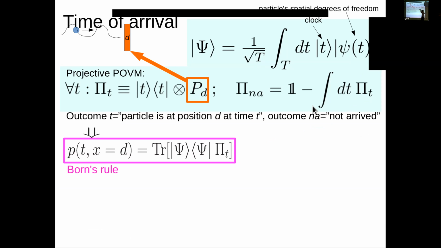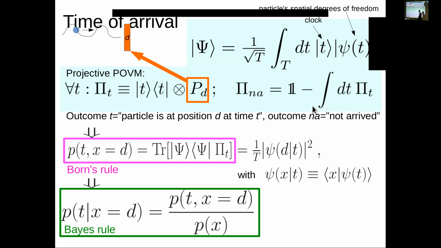Okay, once you have this projective POVM, you can calculate probabilities using the usual formalization of quantum mechanics. So the Born rule: you take the state, you use the projector, and you calculate the probability. But it's important to realize that this is a joint probability. It's the joint probability of the clock showing time t and of the particle being at position x. But if you want to know the probability of the time of arrival of the particle, you want just the probability of the clock showing time t. So you want a conditional probability, the probability that the clock shows time t given that the particle has arrived. Once you have the joint probability, it's trivial to get the conditional probability using the Bayes rule.